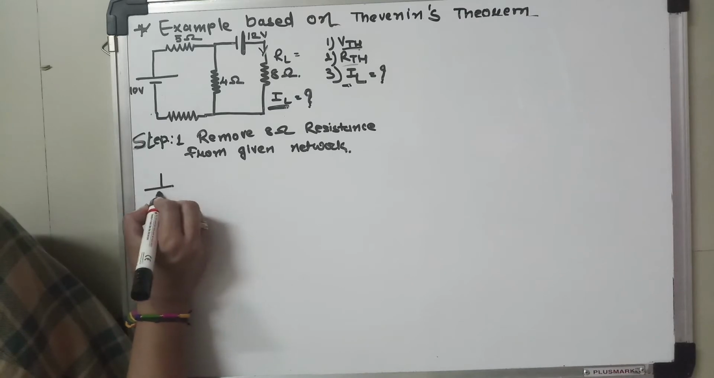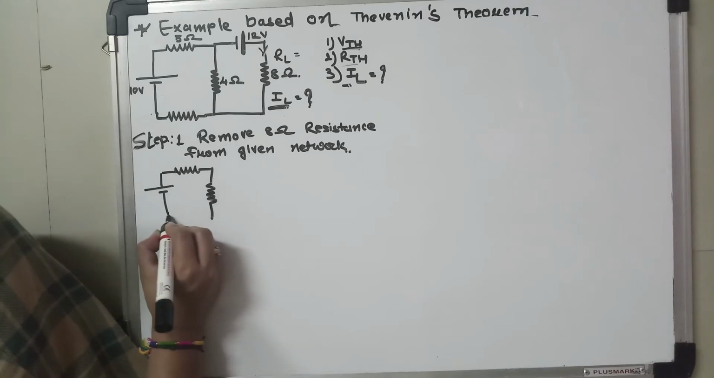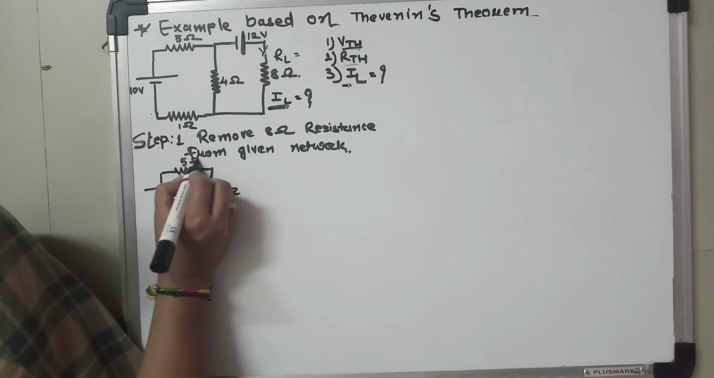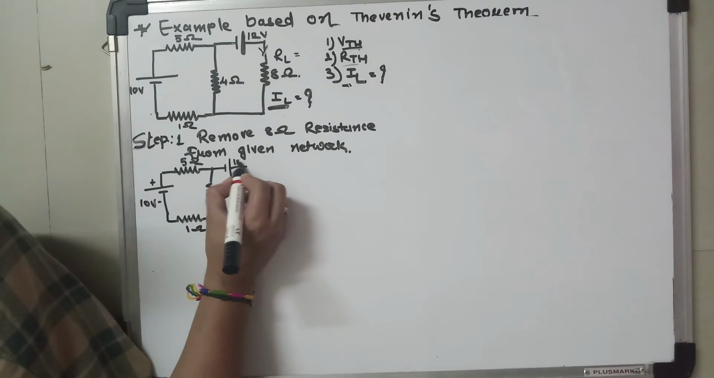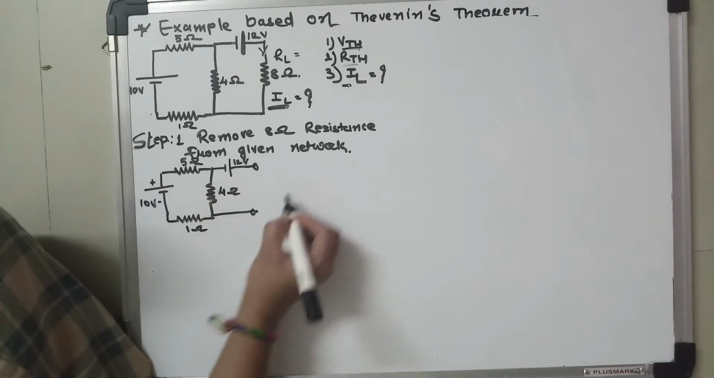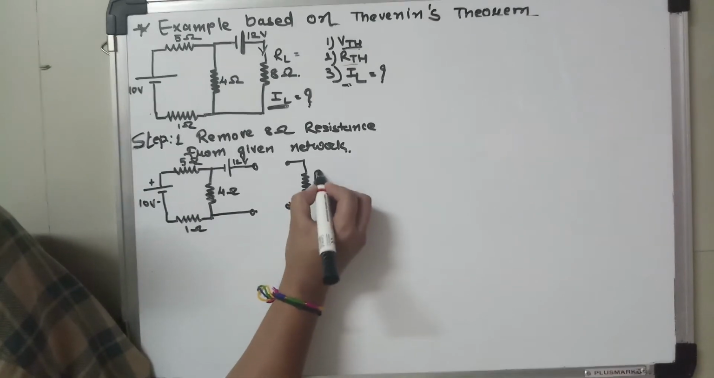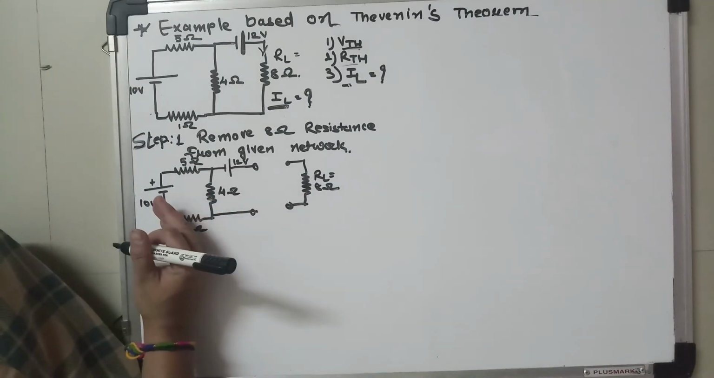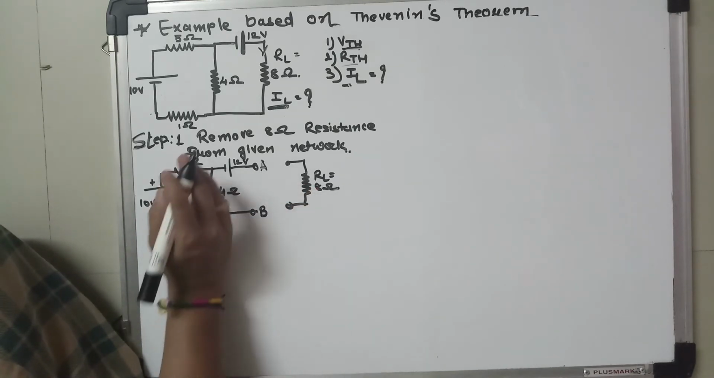So my circuit will be like this. Here a 5 ohm resistance, here a 4 ohm resistance, here a 1 ohm resistance, 4 ohm, 5 ohm, here a 10 volt voltage source, here a 12 volt voltage source, and now my 8 ohm resistance is removed. RL, which is the 8 ohm resistance, is disconnected from the given network, and label the open circuit terminals as A and B. That is the first step.